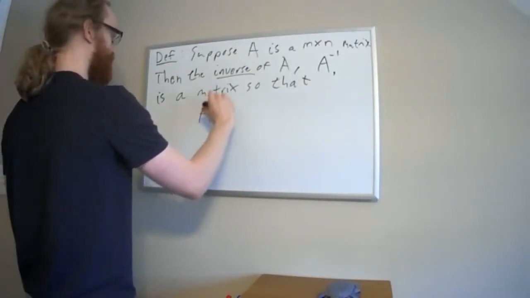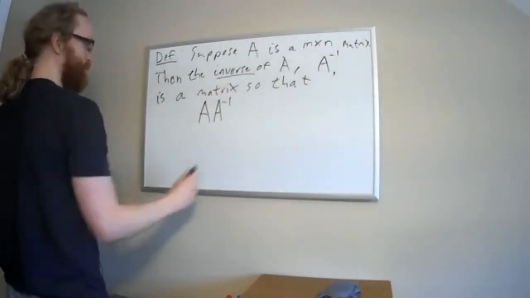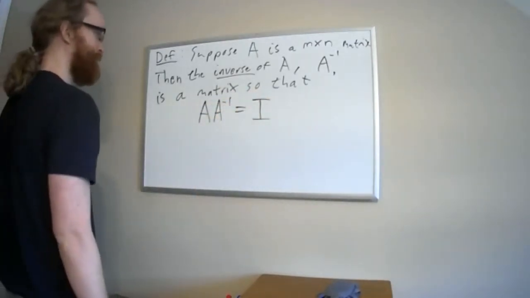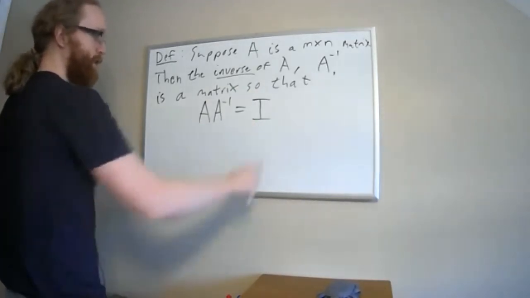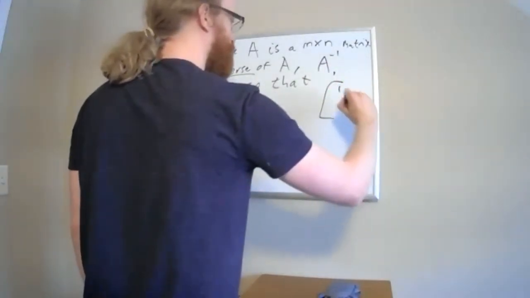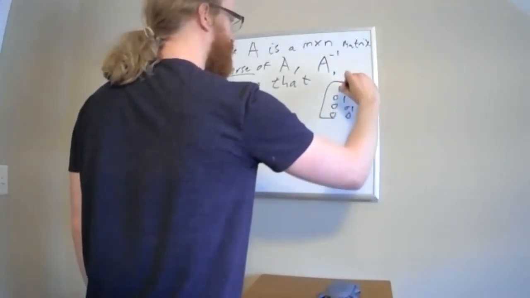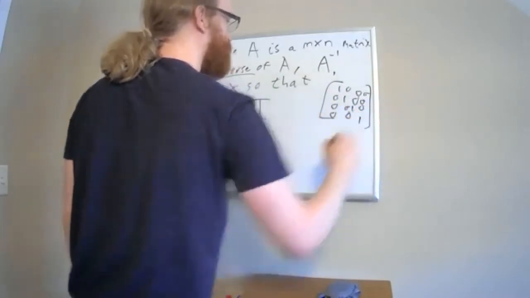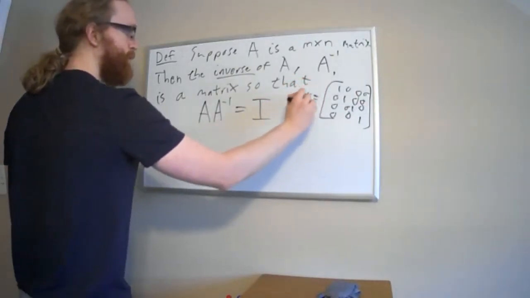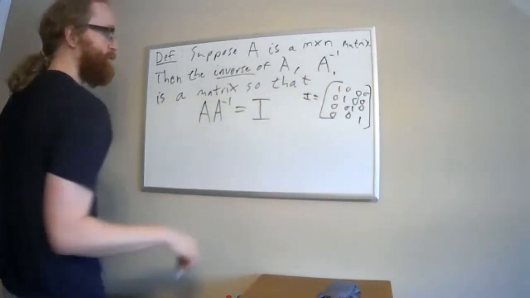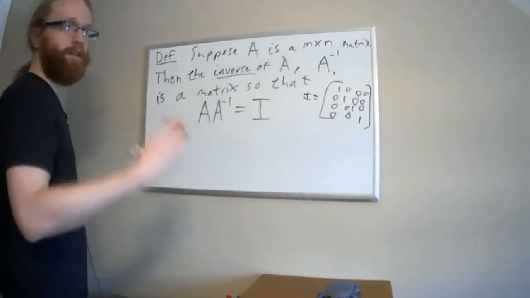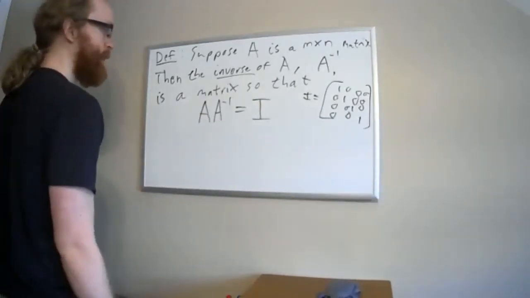A times A inverse, so multiplying these two matrices, will give me the identity matrix. So remember I talked about the identity matrix yesterday. This is a square matrix, and it looks kind of like this. It has ones down its diagonal, and it has zeros everywhere else, right? That was this I, just to remind you. So ones down the diagonal and zeros everywhere else. And this was taking the role of the number 1 for a matrix. So multiplying by the identity didn't change anything. If I take A times I, I get A back.